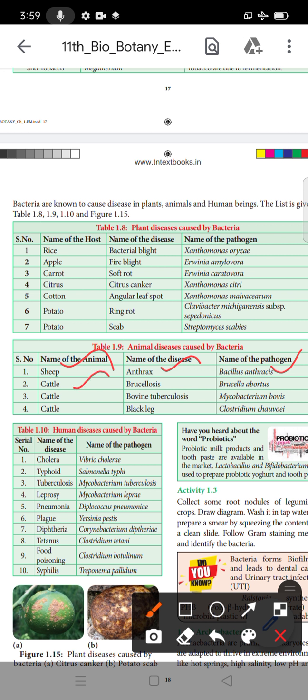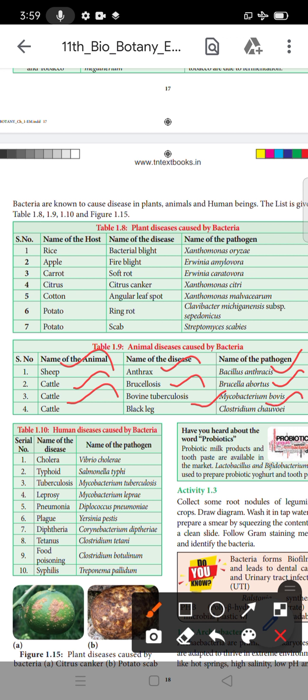What is the name of the disease? Brucellosis. What is the name of the pathogen? Brucella abortus. What is the next animal? Cattle. What is the name of the disease? Bovine tuberculosis. What is the name of the pathogen?